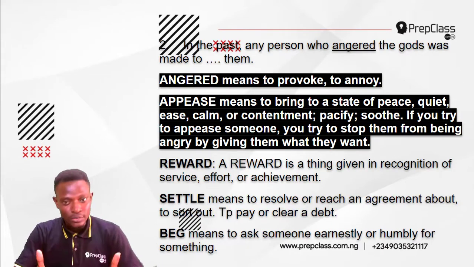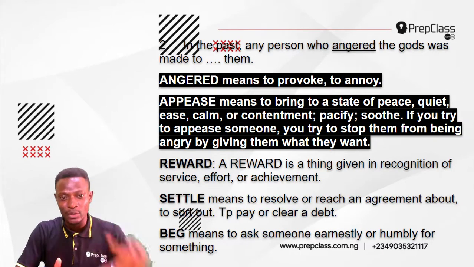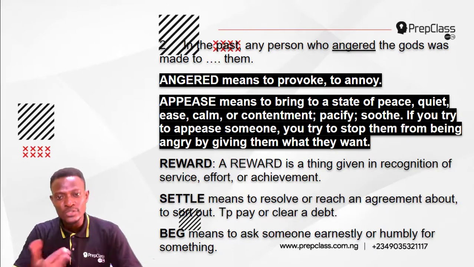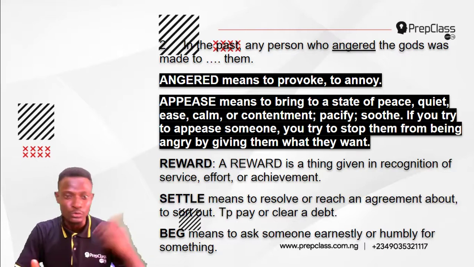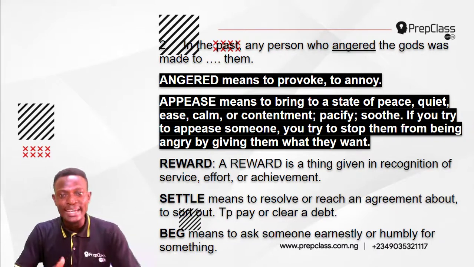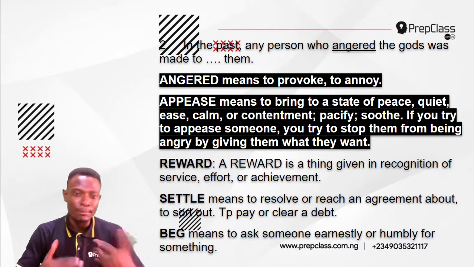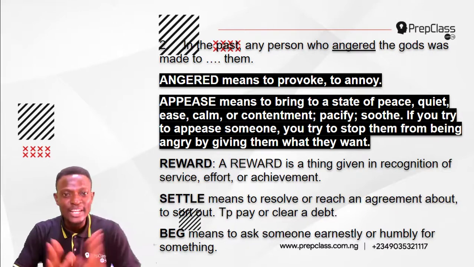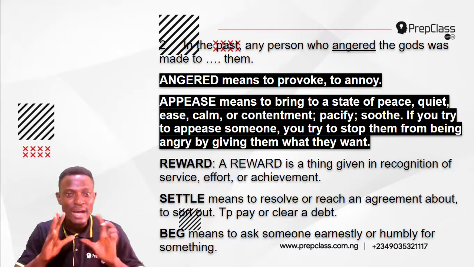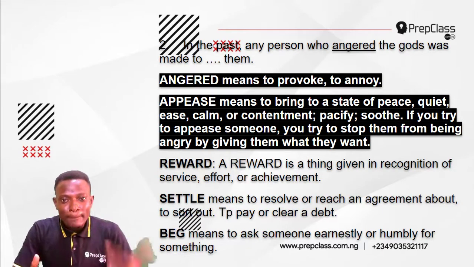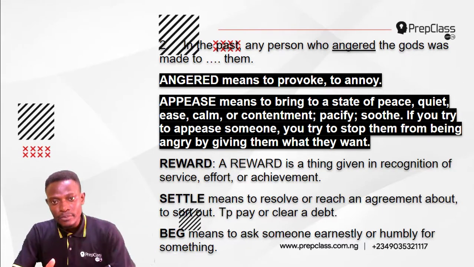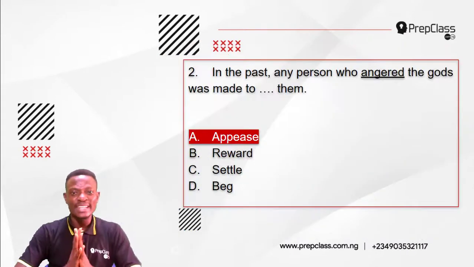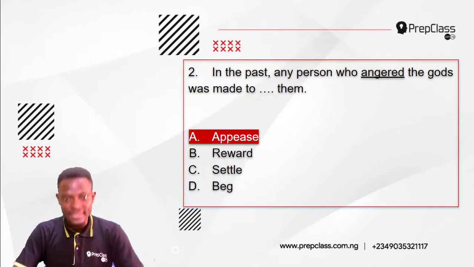It is not reward. A reward is a thing given in recognition of service, effort, or achievement. It is not settle. Settle means to resolve or reach an agreement about or to sort out, to pay or clear a debt. It is not beg. Beg means to ask someone earnestly or humbly for something. The most nearly opposite meaning to anger is appease. Anger means to provoke or to annoy. To appease means to pacify. To try to stop someone from being angry by giving them what they want. So, the most nearly opposite meaning to anger is option A, appease.